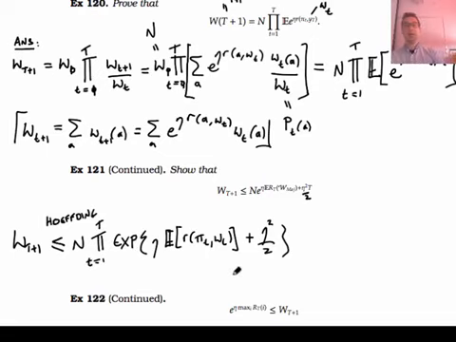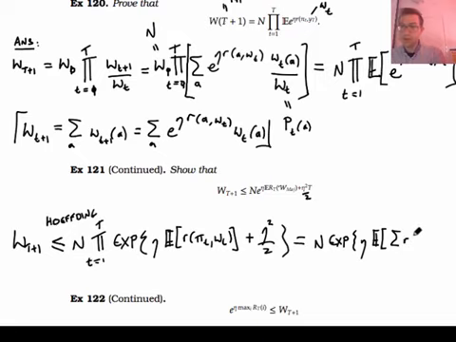And then what I can do, well, I've got an exponential with a product outside, so I put it inside and make it a sum. So instead of producting up the expectation of these things, I'm actually summing up the rewards at each time from time t equals 1 to capital T. So, the sum of the rewards.